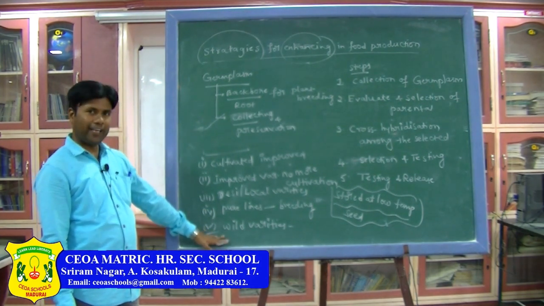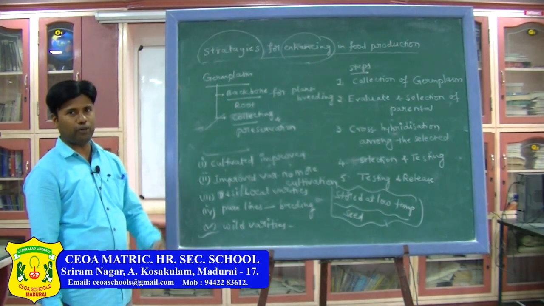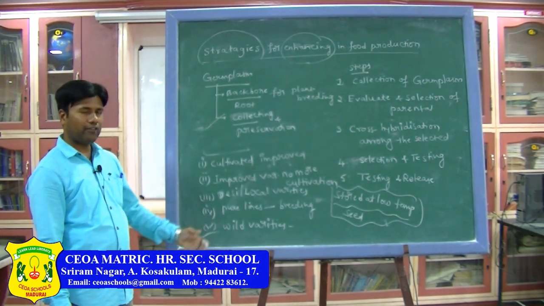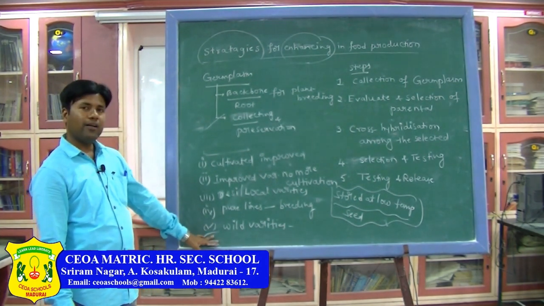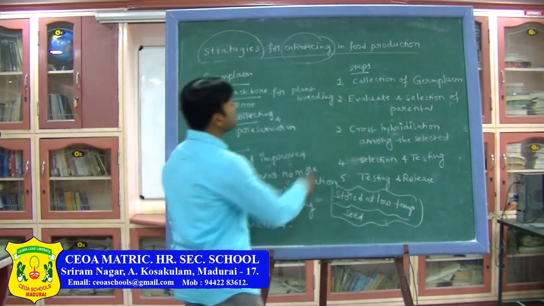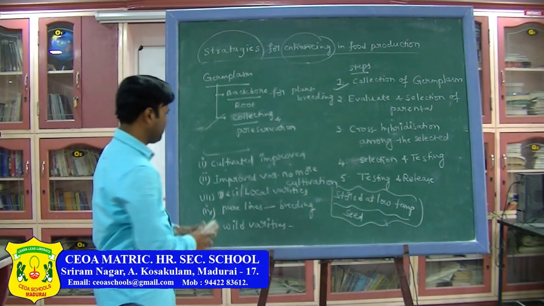Then wild varieties. What is that? Nowadays we are cropping and farming, but once upon a time they grew on their own, so whatever hybrids we got are all from wild varieties only. Now let us see the second step, since this one is completed: evaluation and selection of the parental one.